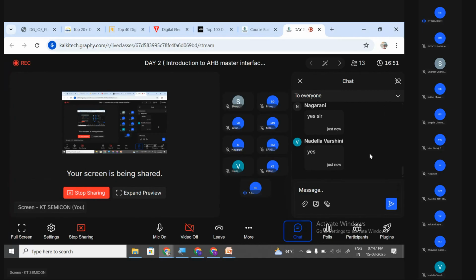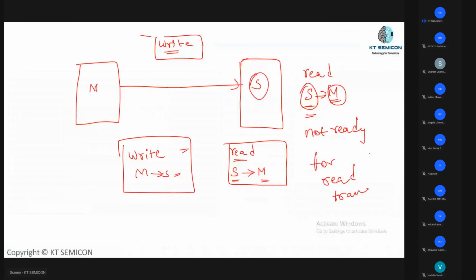Before starting any transaction, it may be a write transaction or a read transaction, the master checks whether the slave is ready for the transaction or not. That is very important. If the slave is not ready for the transaction, how will the master communicate with the slave? It cannot. So there is one signal which is known as the HREADY signal.